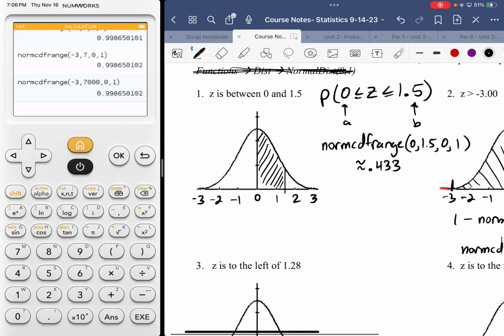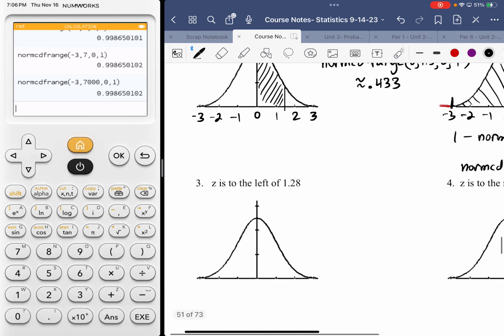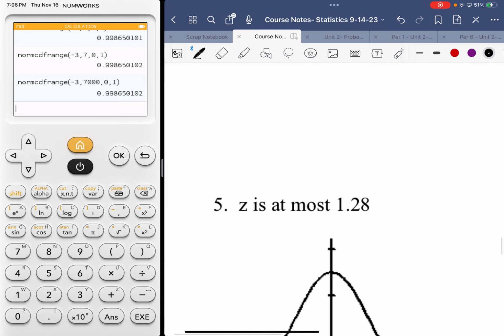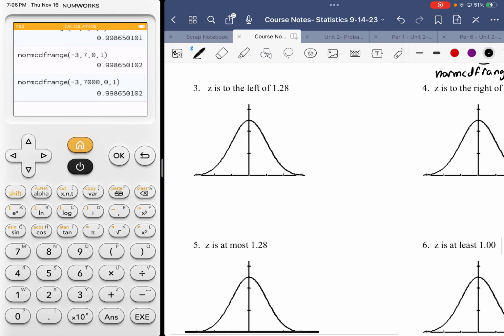Long story short, that means we treat greater than and greater than or equal exactly the same. We treat less than and less than or equal exactly the same. All right. So when I say area to the left, area to the right, area as at most, all right? So I'll look at numbers 3 and 5 here. This is saying the probability that Z is less than 1.28. This one is saying the probability Z is less than or equal to 1.28.